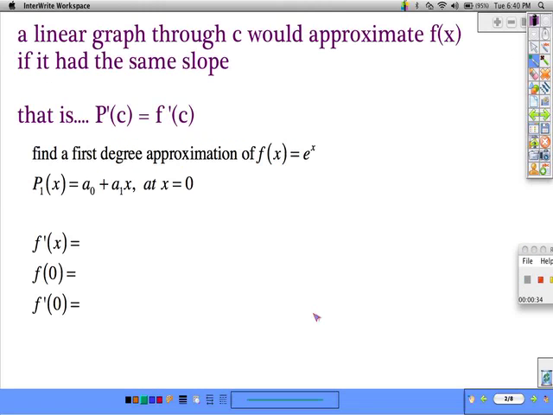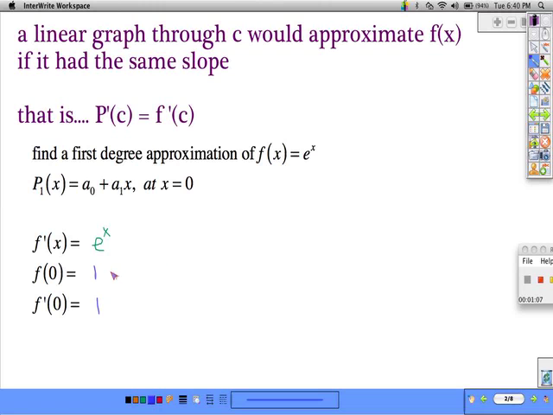A linear graph through c would approximate the function if it had the same slope. That is, the derivative of both of them would be equal at c. We want to find a first degree or linear approximation of e to the x. To do this, we want to find the derivative of f of x. Well, that's just e to the x. And then I want to evaluate the function and the derivative at 0. And both of those happen to be 1.